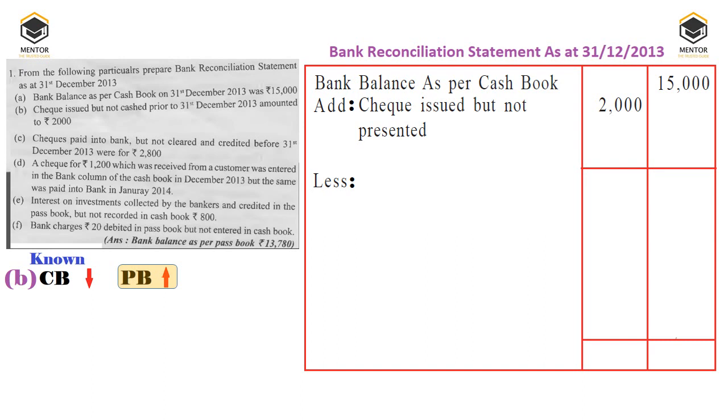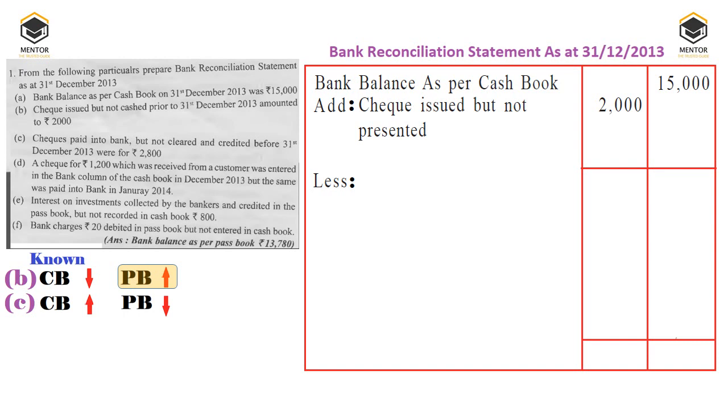Right? I hope I made you understand. I will explain the further transactions. Then, checks paid into bank but not cleared and credited. Whenever we deposit checks, what will happen? It will be debited in the cash book. In the sense, our cash book favorable balance will increase. So the cash book balance will increase, up arrow, and it was not credited in the passbook. Therefore, the passbook balance is less.